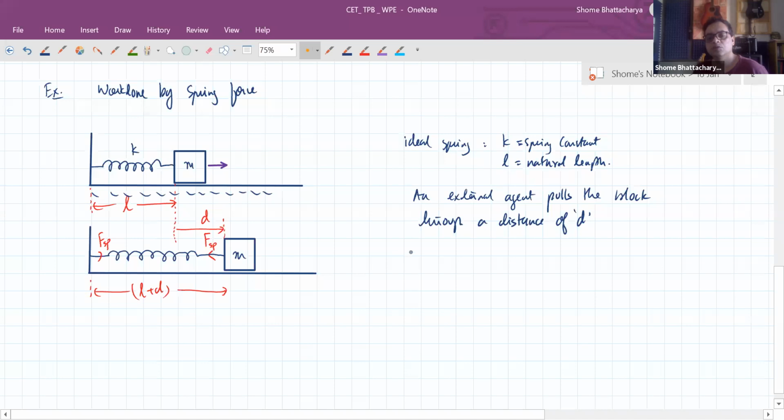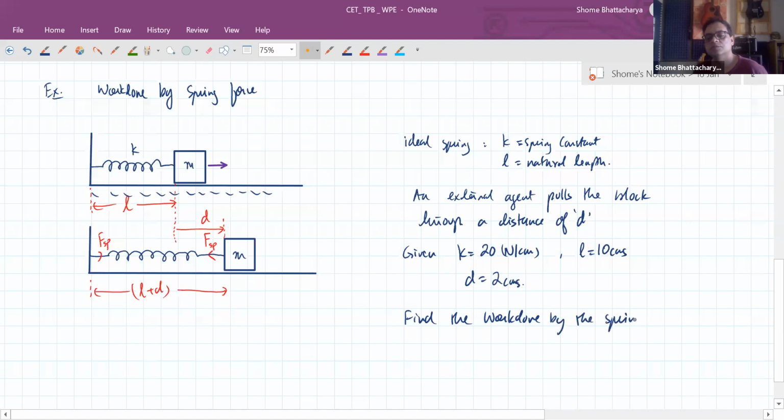Given the values, suppose the spring constant is 20 newtons per centimeter. Natural length is, let's say, 10 centimeters. And the distance through which we are pulling it is, let's say, 2 centimeters. We want to find the work done by the spring force on the block. So just take down the data of the question. I'll explain to you next how to work this out.